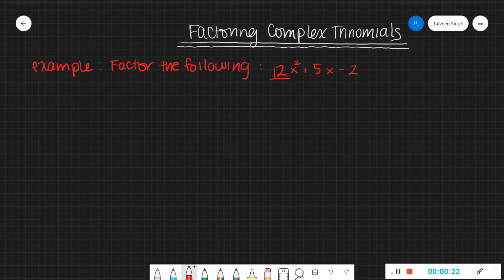So in this situation, our a value is the value right in front of the x squared. It's 12. So if our value is 12, it is a complex trinomial, and this is how we're going to factor it. I personally like to use the method called decomposition. If you would like to use some other method, that's okay, as long as it works.